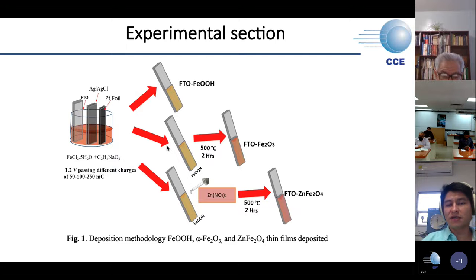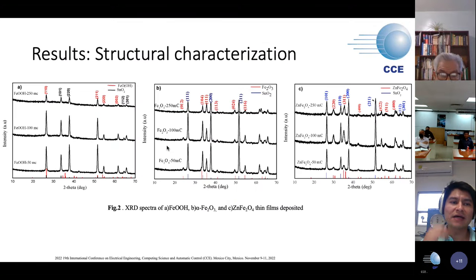For the second case, the only thing that we did is to anneal the iron oxyhydroxide. This simple annealing transforms the iron oxyhydroxide into hematite. And in the third case, before the annealing, we drop a solution of zinc nitrate in order to have the source of zinc, and then we perform the same annealing process. As you can see, in all cases we obtain the materials.